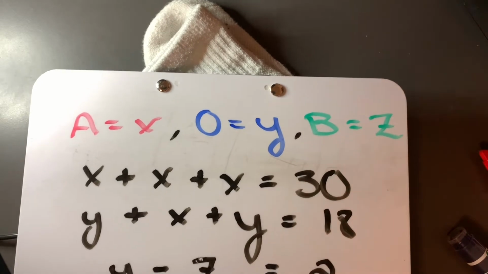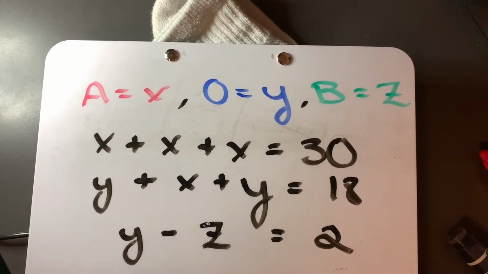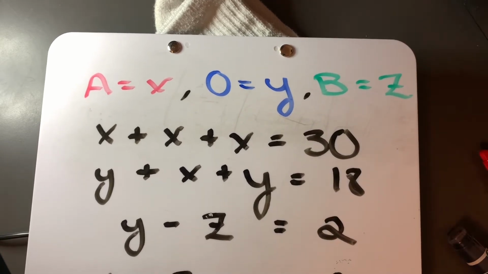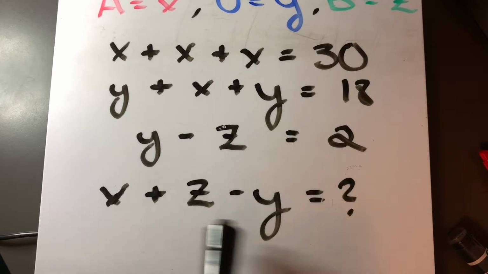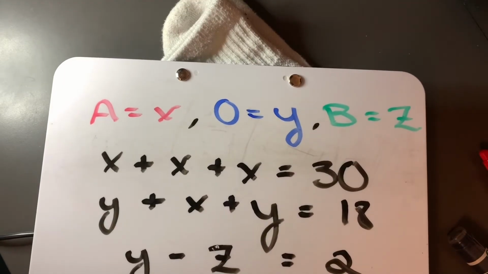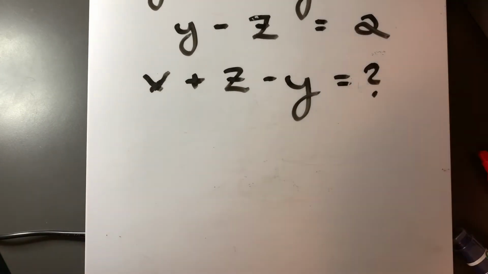So let's go line by line and solve for each variable if we can. Based on the first one, I believe we can. But yeah, we're going to start going row by row, hopefully getting all the variables, which will help us solve this last line here for the missing number. So let's start with the top one. We have 3x is equal to 30. So let's just write that here.